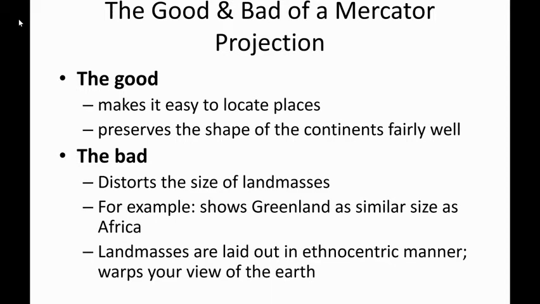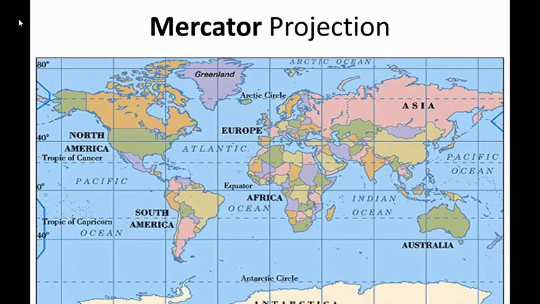Now, we'll talk about this later, and we'll talk about what ethnocentric is. But a Mercator, especially for a Mercator in America, is kind of laid out in an ethnocentric manner. What I mean by that is that it's laid out in a way that we view the world. And so when you look at a Mercator projection, the first thing we probably see is North America.